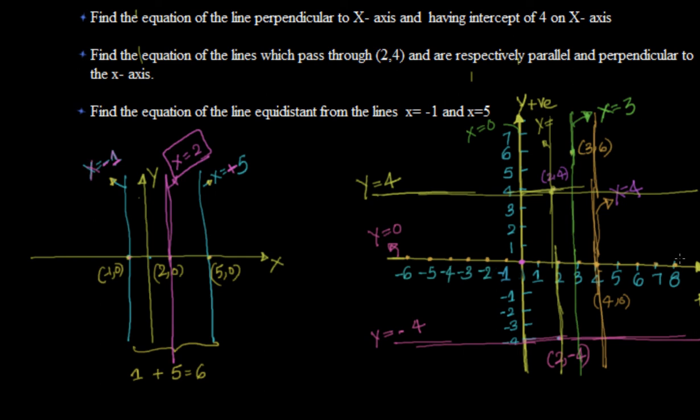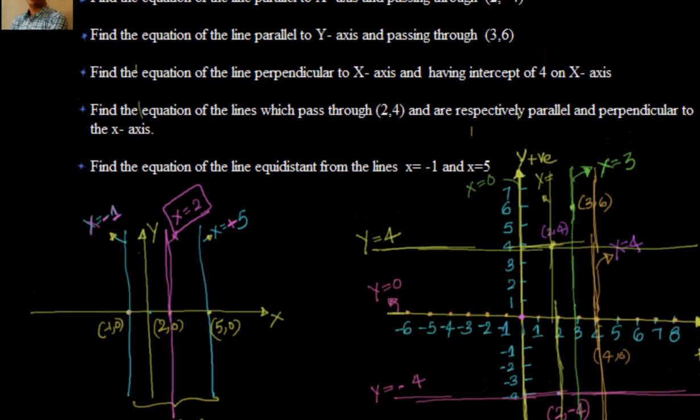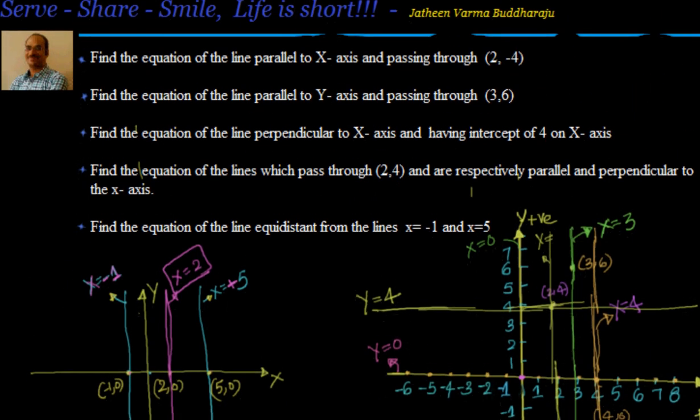So the summary we have to understand is: the equation of the x-axis is y equal to 0, the equation of the y-axis is x equal to 0. Any line parallel to the x-axis has the equation y equal to k. Any line parallel to the y-axis has the equation x equal to k.